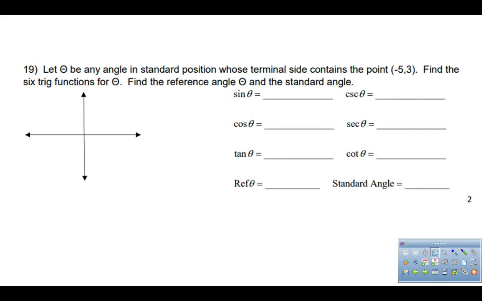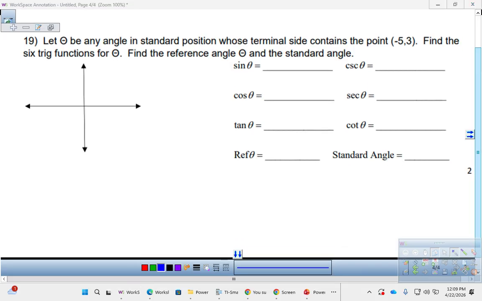So now we're going to head back to our toolkits and do some examples. It says, let theta be any angle in standard position whose terminal side contains the point (-5, 3). Find the 6 trig functions for theta and find the reference angle for theta and the standard angle. So there's a lot going on here. First thing I see is that I have the point (-5, 3). If I was just plotting this point blindly, the x value is -5 and the y value is 3.